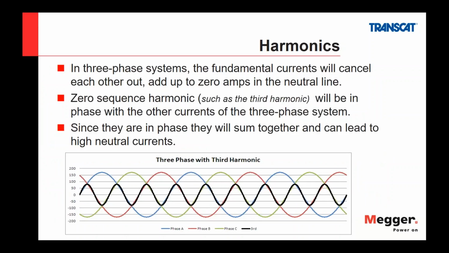So in a three-phase system, the fundamental currents will cancel each other out and add 0 amps into the neutral line. But zero sequence harmonics, like the third, will be in phase with the other currents of the three-phase system, and they will add together and lead to high neutral currents, as you can see on that graph there.